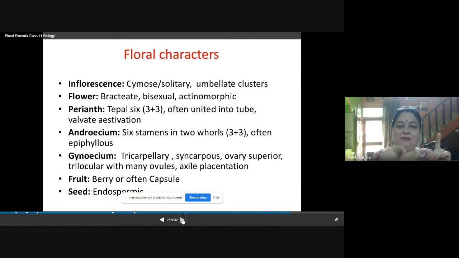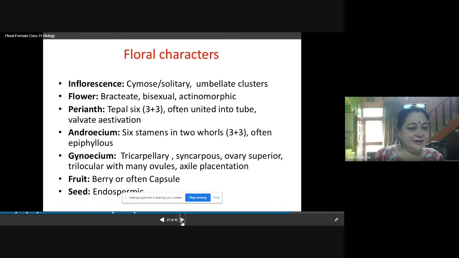So that's why 3 plus 3 in bracket. Often united into a tube, valvate aestivation. Androecium: 6 stamens in 2 whorls, so 3 plus 3, often epiphyllous. Gynoecium is tricarpellary, 3 carpels are present, syncarpous, ovary superior, trilocular with many ovules, and the placentation is axile. Fruit is berry, and seed is endospermic.